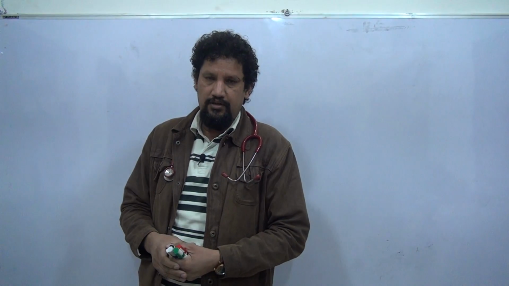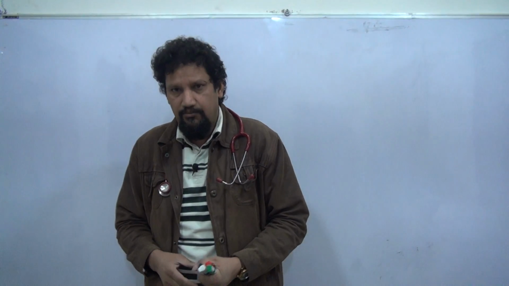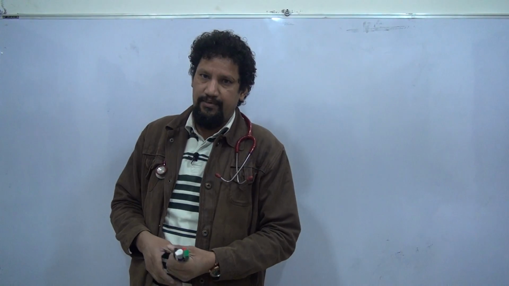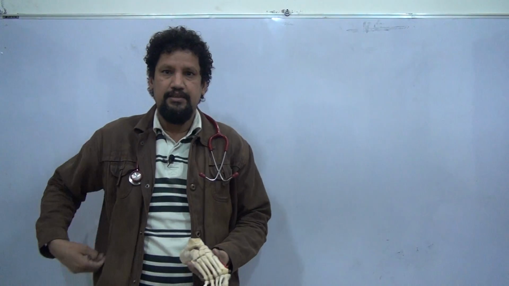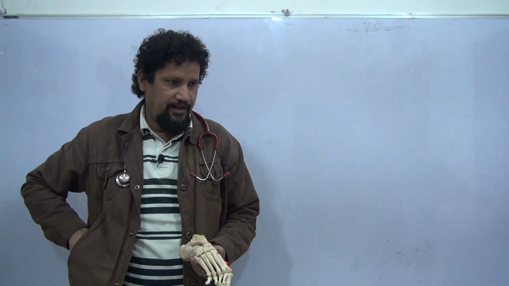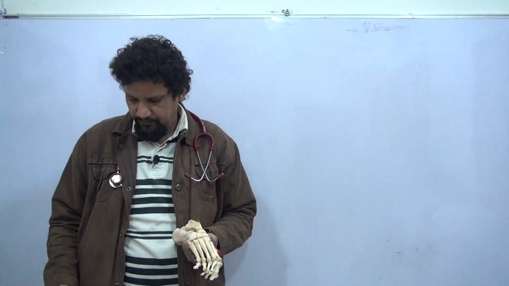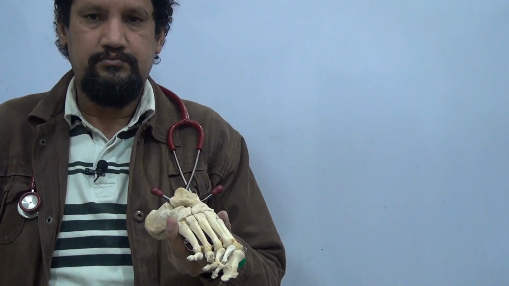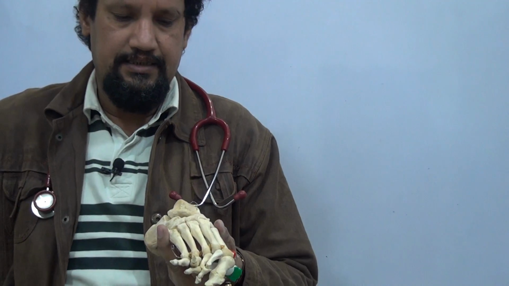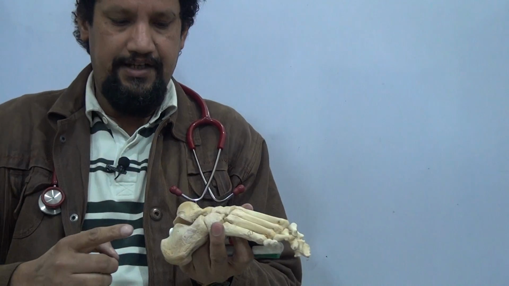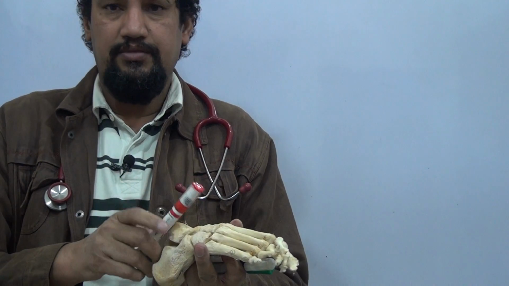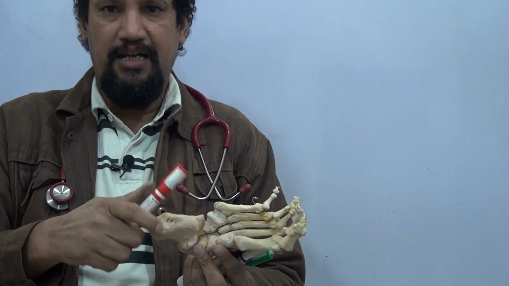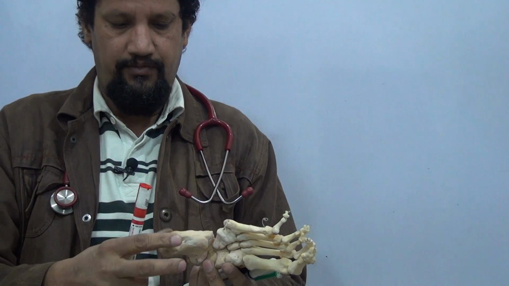First of all, again I will talk about the bony framework or the bony anatomy of the foot. So again here are the articulated bones of the foot. So this is the anterior and here is the posterior part. This is the dorsum and this is the plantar surface of the foot.